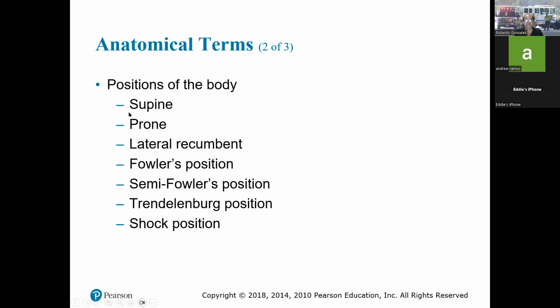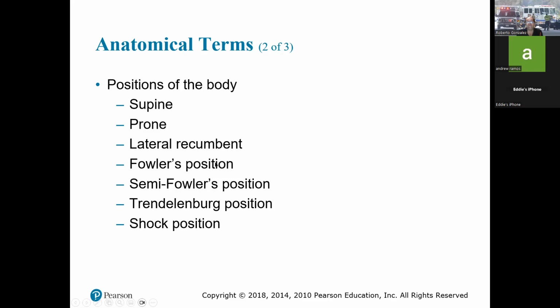Positions of the body. You have supine. Remember what supine means? Laying down flat on your back. Yeah, laying down flat on your back. Prone is laying down on your belly. Lateral recumbent could either be to the left side or right side.